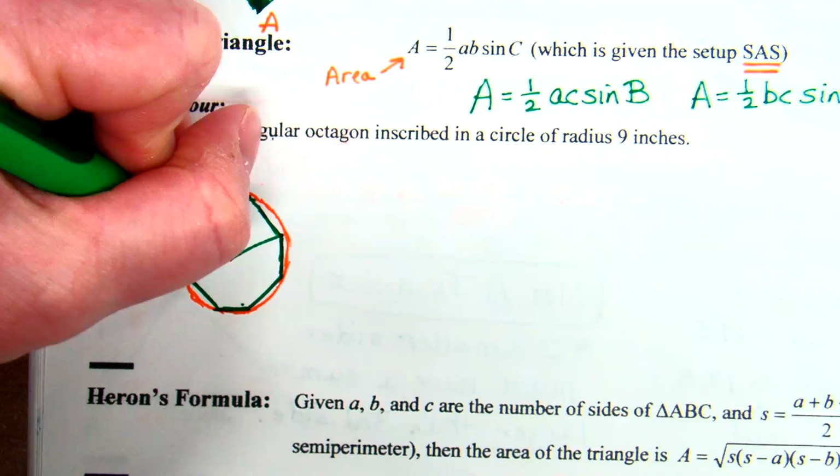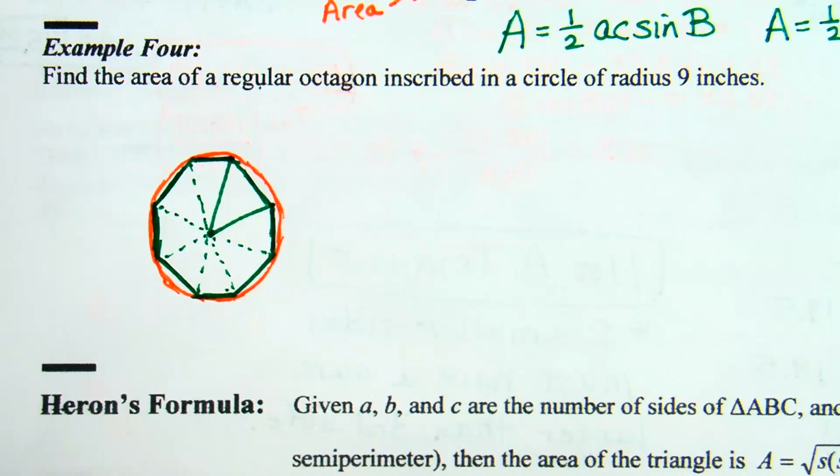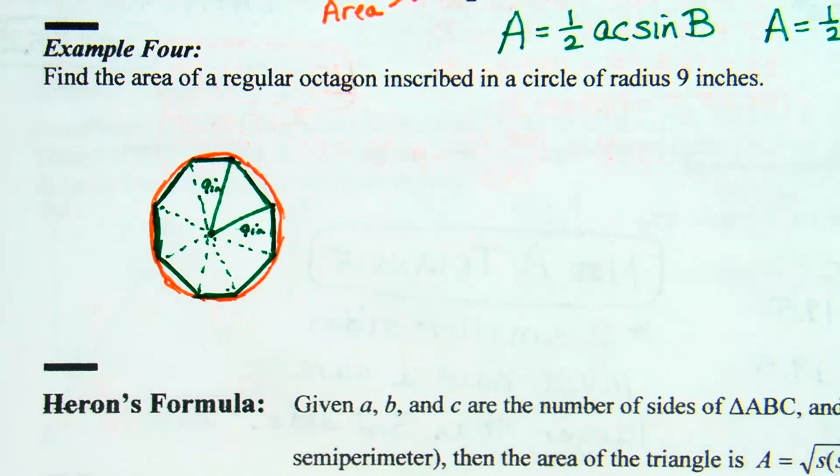The area of the regular octagon. What do we have here? We have 8 pizza pieces, so we're going to do 8 triangles. Does that make sense? In order to do one of these triangles, we already know that they have sides that are how long? 9 and 9. The radius of the circle is the side of the triangle, and it's 9.